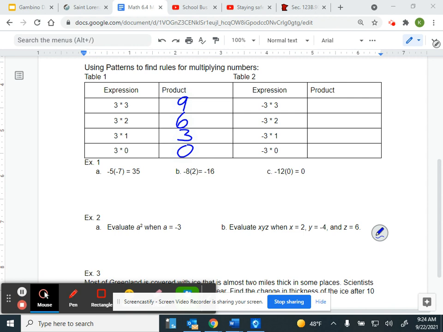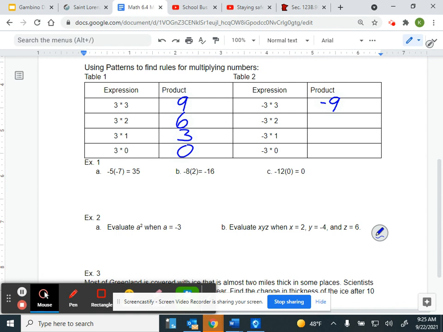Now let's look at that negative times a positive. What is negative 3 times a positive 3? Anthony? Negative 3 times a positive 3. Oh, the negative 9. Negative 9, because we have one negative and one positive. It's going to be a negative.